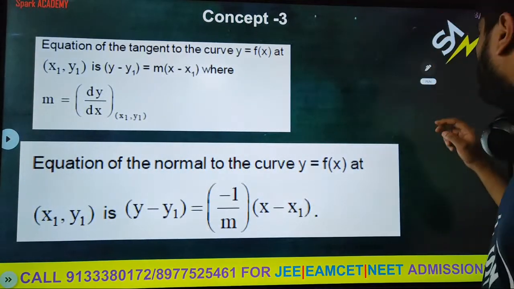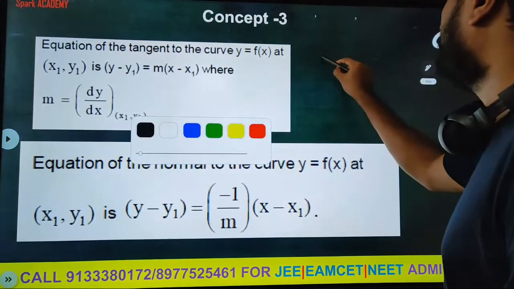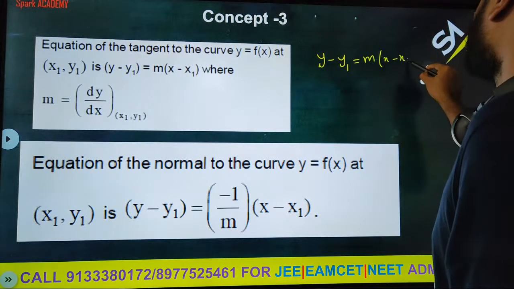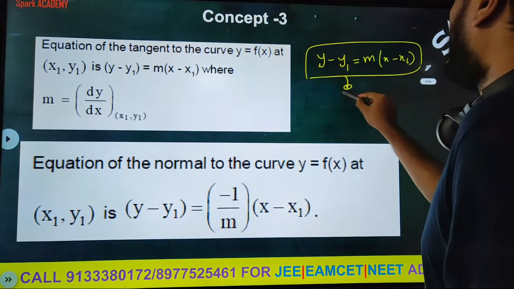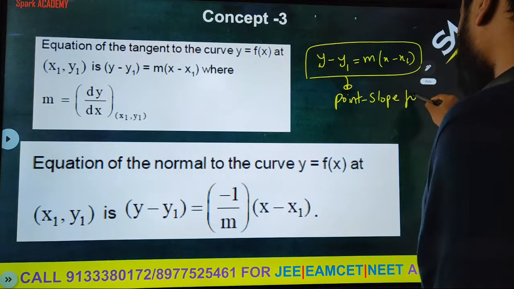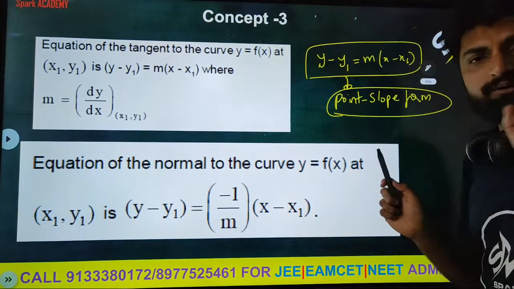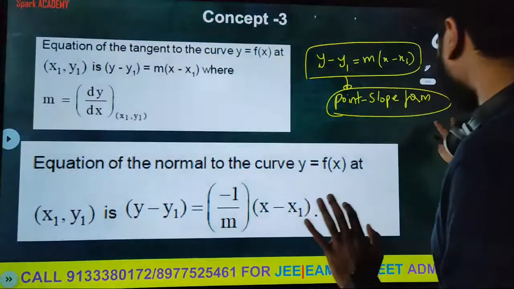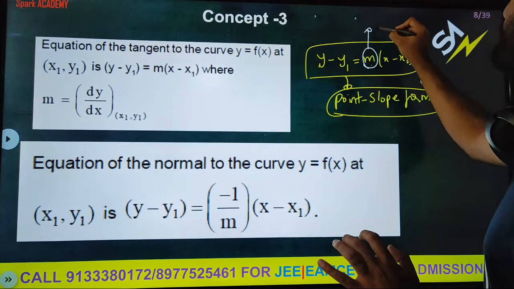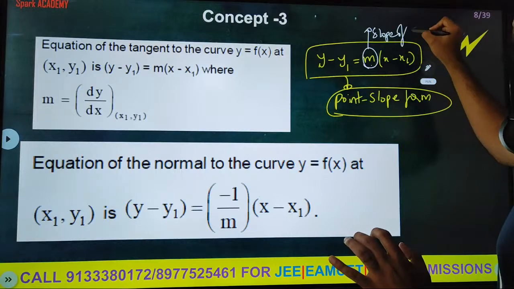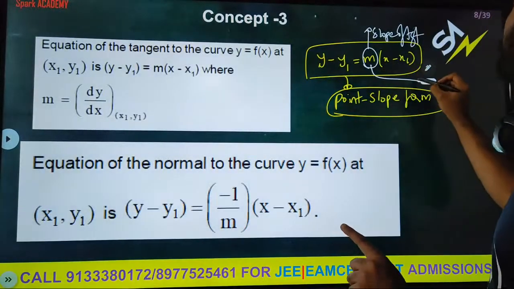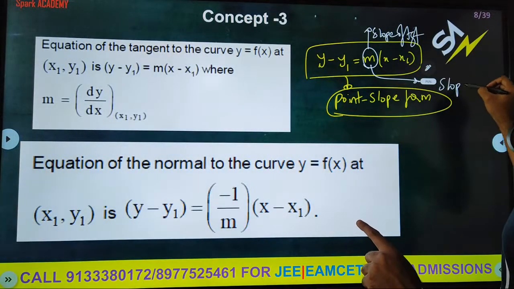Now how do you write the general equation of a line? y minus y1 equals m into (x minus x1). This is the point-slope form, correct? So if you want the equation of the tangent, instead of this m, you can substitute the slope of the tangent. If you want the equation of the normal, you can substitute here the slope of the normal.